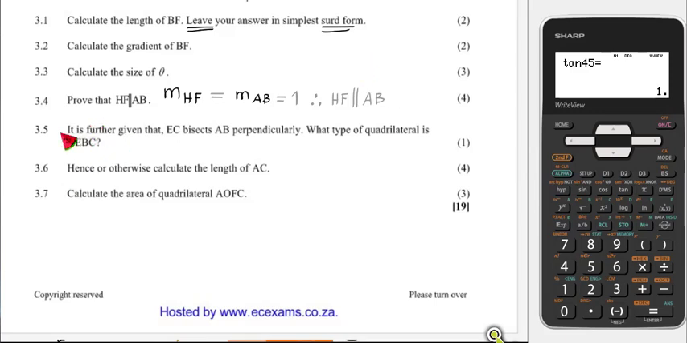All right. Now they say it is further given that EC does what? Bisect AB perpendicularly. Perpendicular is 2 words. This one tells me I've got 90 degrees. Am I right? Yes. This one tells me I've got what? The midpoint. Can you see I gave even the keywords? There we go. They say what type of quadrilateral is AE? Okay, let's go find ECAB.